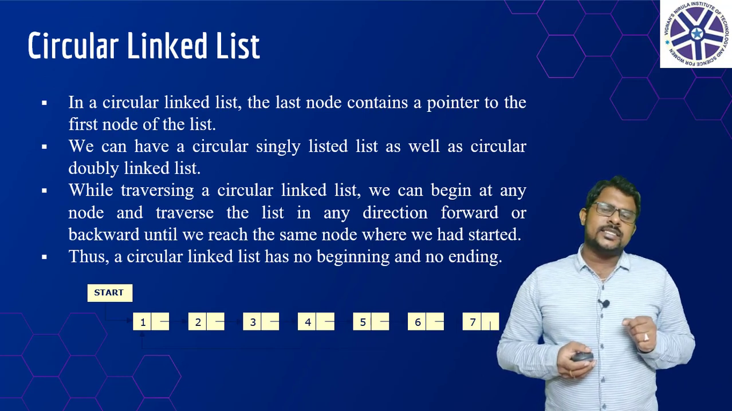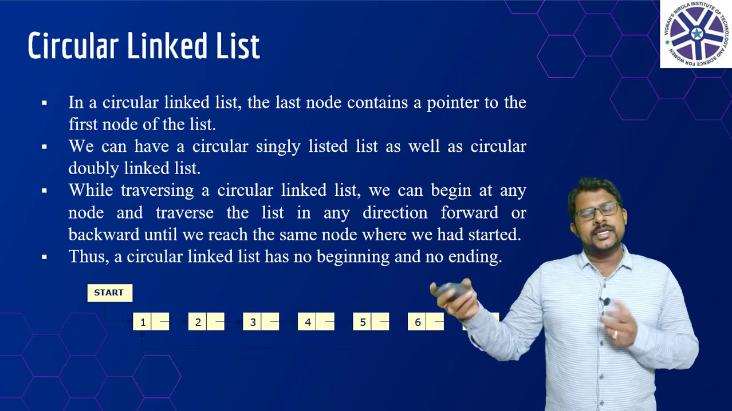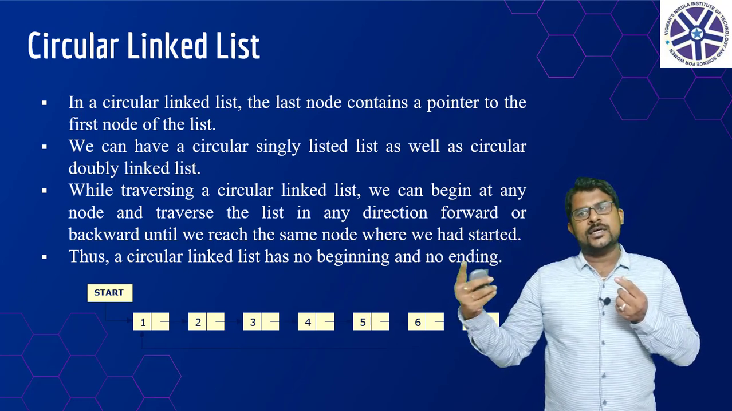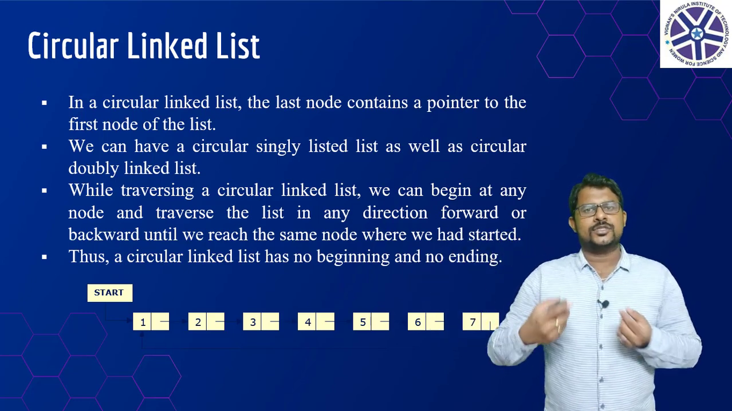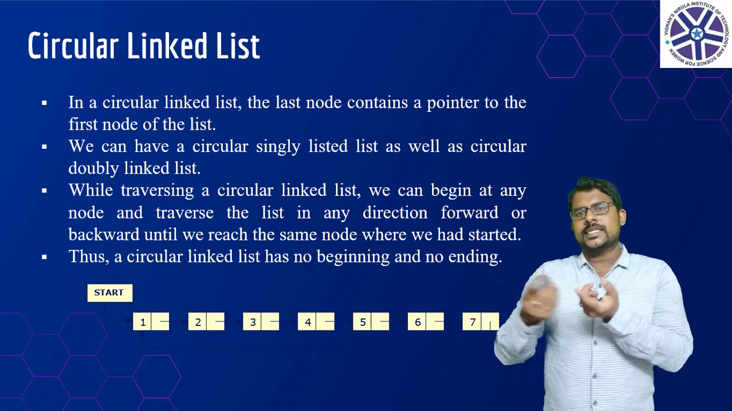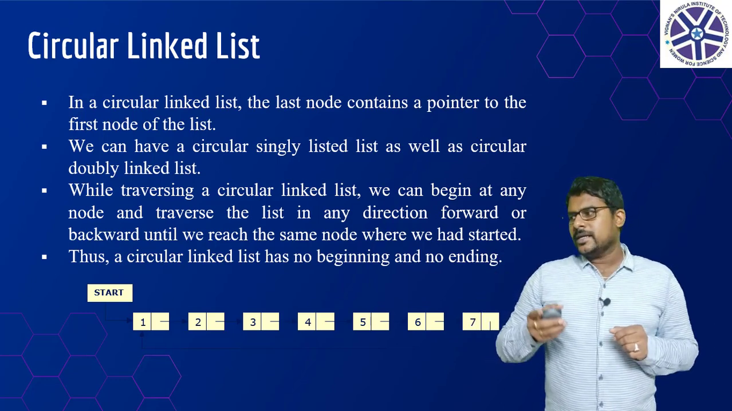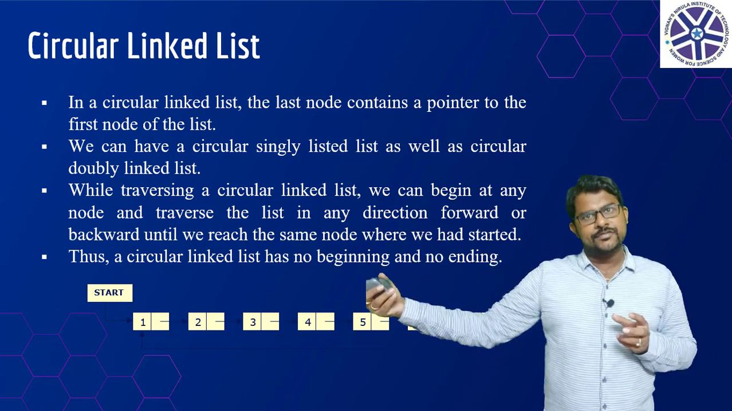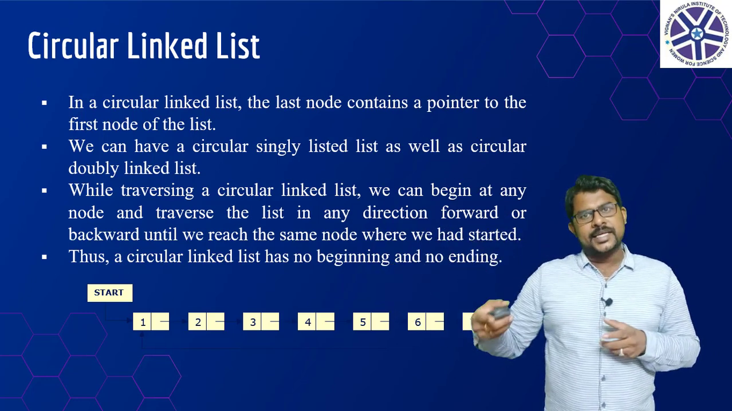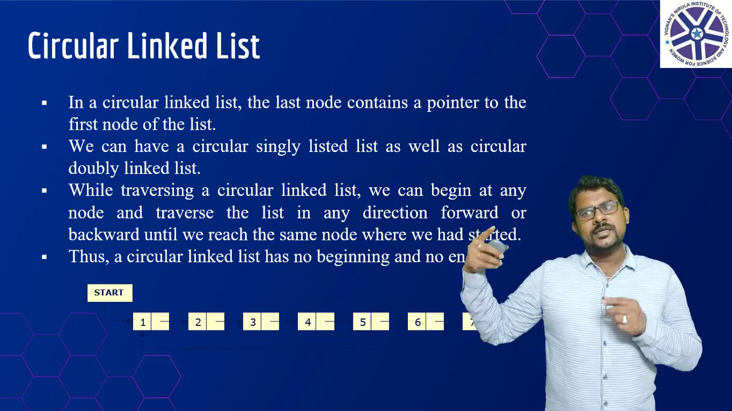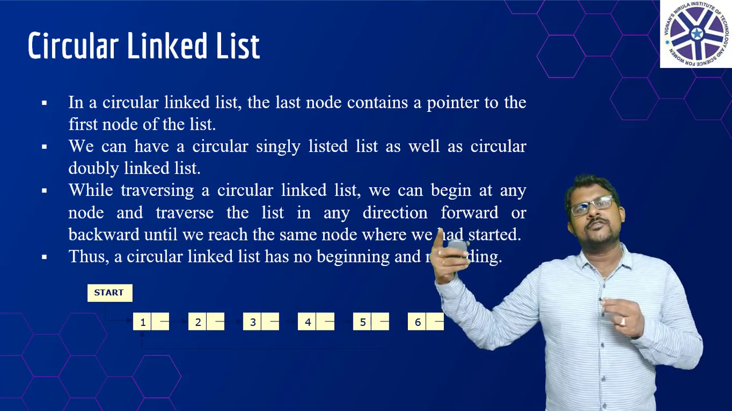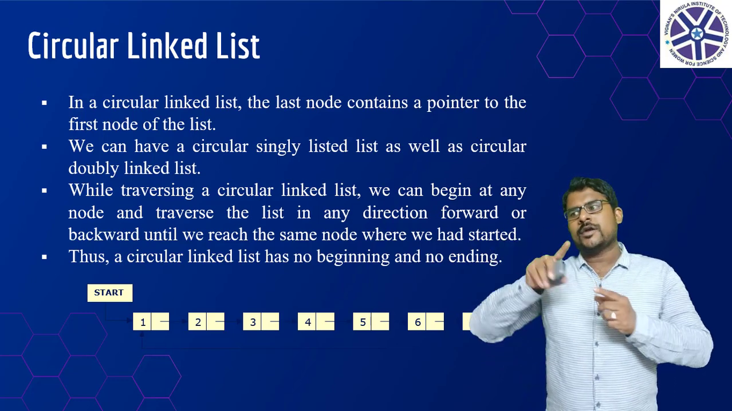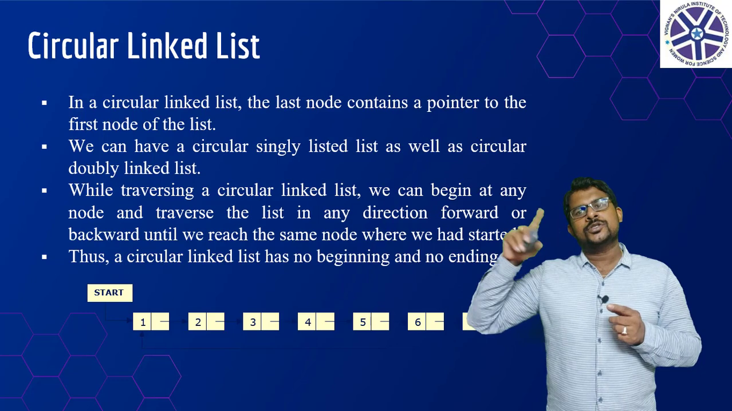A circular linked list is the same as a linked list, but here we connect the end of the last node to the first node, to make it circular. In a regular linked list, the last node's next field contains null. But here we put the first node in the last node's next field, so that from any node you can traverse to any other node.